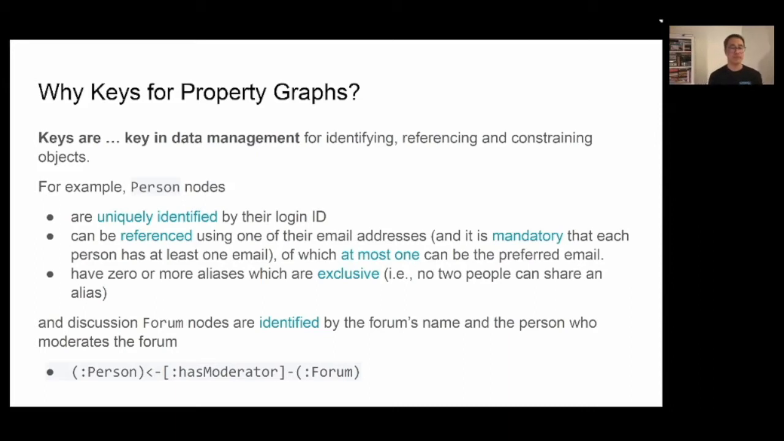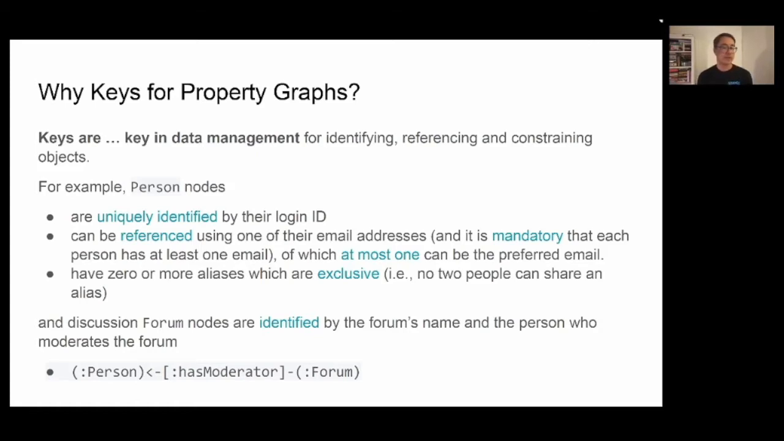So for example, if we consider person nodes, we can have key constraints such as people are uniquely identified by their login ID. Person nodes can be referenced using one of their email addresses, and we could have that it's mandatory that each person has at least one email, and of which at most one can be the preferred email. We could also have that person nodes have 0 or more aliases, which are exclusive to the person. That is, no 2 people can share an alias.